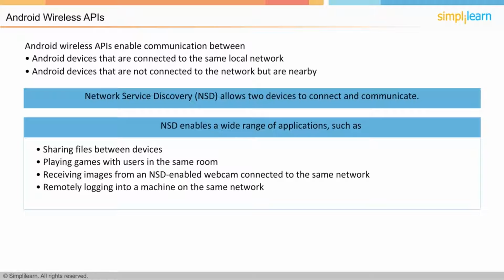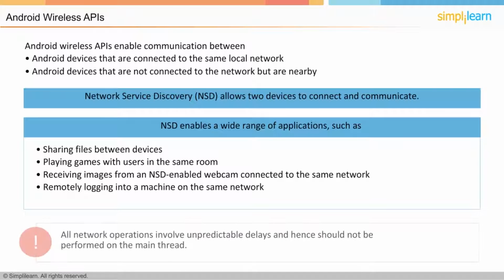Listeners are generally registered to handle responses. This means that an API call returns immediately without waiting for a response but passes a listener object. An Android system uses these listener interfaces to pass the response to the application. Note that all network operations involve unpredictable delays and hence should not be performed on the main thread. Several methods are available in Android such as background operations and helper threads.